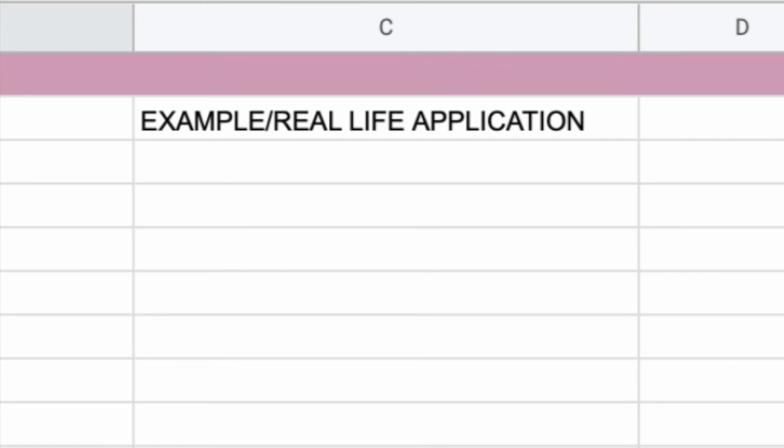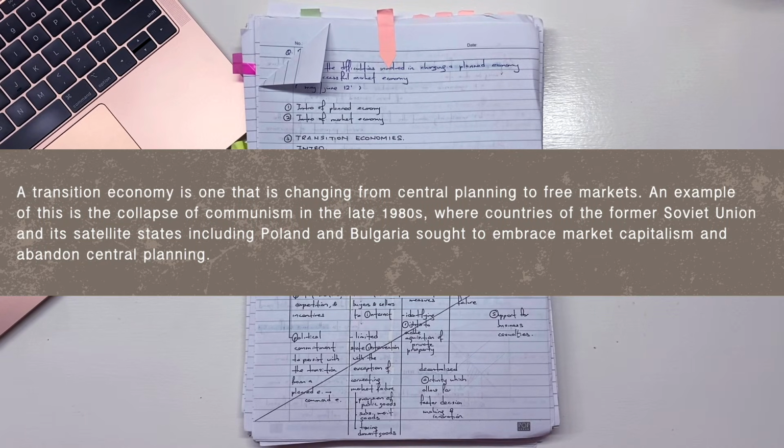Then you want to find examples for each term that you have defined. Here is my definition for transition economies. Again, I include examples. You do not have to include examples in your introduction because that can make your intro a little bit too long, but it's always good to include those examples somewhere else in your essay because it shows that you have done further reading and research and it really impresses the examiner. That's an A-star tip right there.